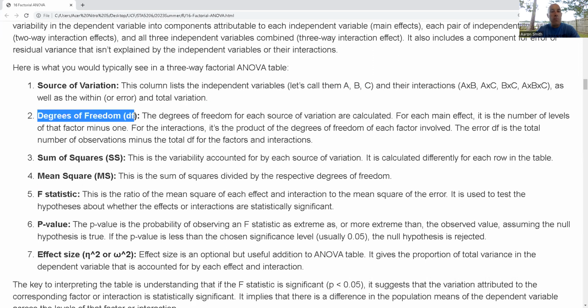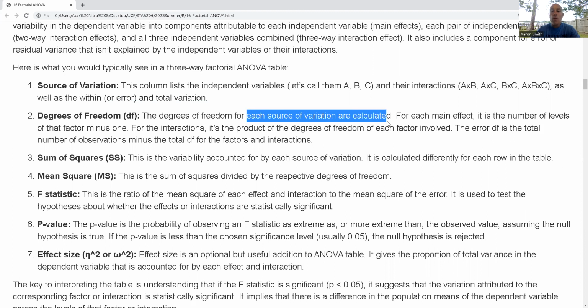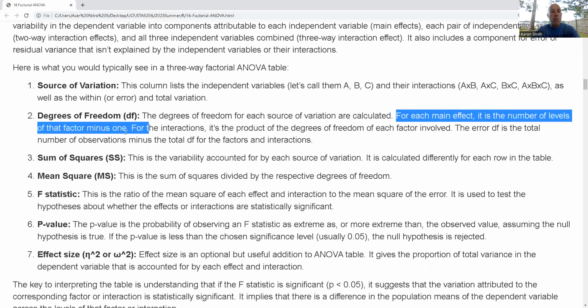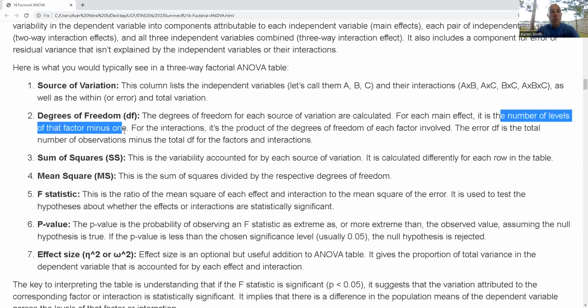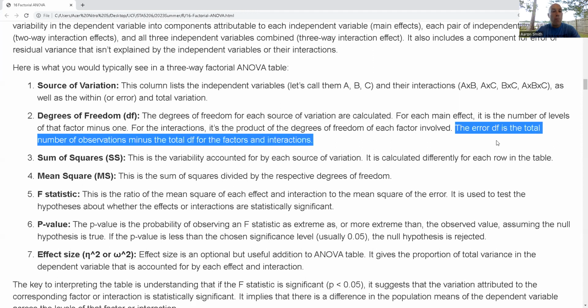The degrees of freedom for each source of variation are calculated. For main effects, it is the number of levels of the factor minus 1. For interactions, it's the product of the degrees of freedom for each factor involved. So it's the number of levels minus 1, but then we do multiplication. The error degrees of freedom is the total number of observations minus the total degrees of freedom for the factors and interactions.